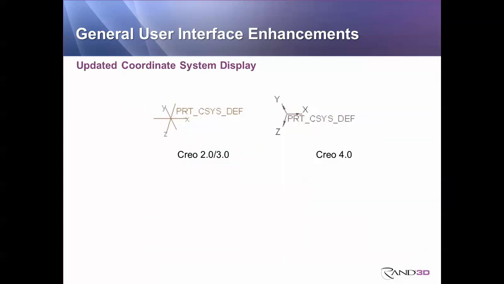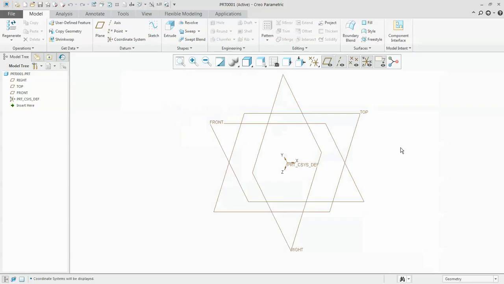There have been some updates to how the coordinate system is displayed. There on the left, you can see the legacy image of a coordinate system versus on the right, the Creo 4.0 image of a coordinate system. You can see it very clearly when you're looking at a model with the coordinate system in a template or created in addition to that. The X, Y, and Z axes are more clearly identifiable.